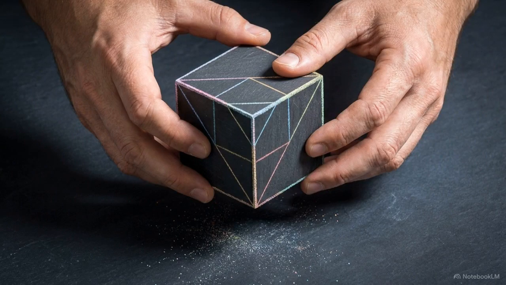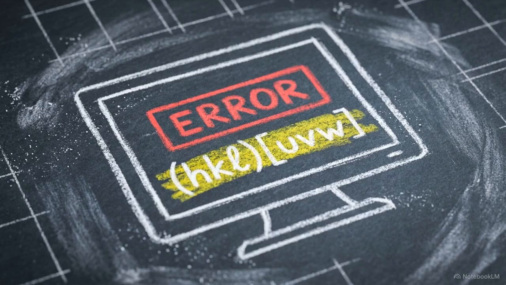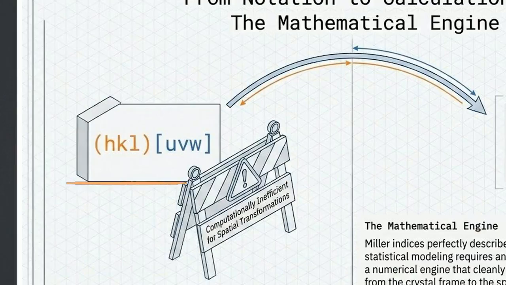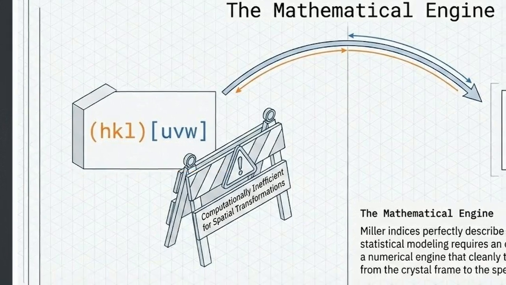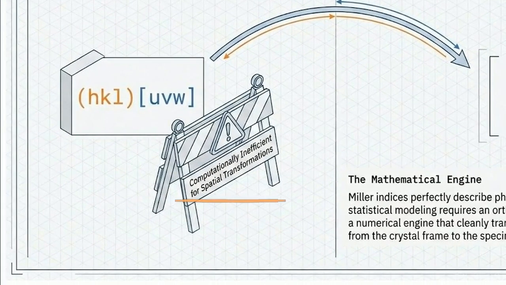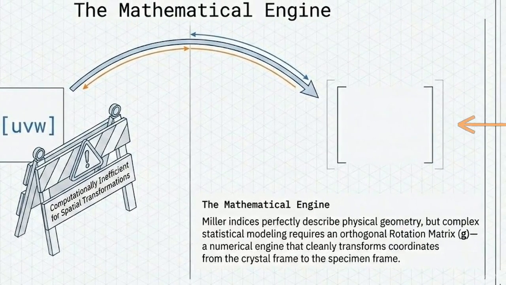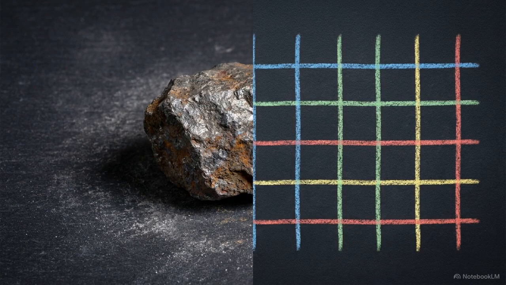Miller indices are highly intuitive for humans trying to visualize crystal geometry relative to a physical sample. But when we feed this notation into a computer, it causes a problem. As this diagram shows, physical bracket notation creates a computational roadblock. It is mathematically cumbersome and entirely inefficient for calculating the complex spatial distributions required by modeling software. We have to build a mathematical bridge to convert these physical variables into a continuous numerical format. Moving from a physical description to predictive structural modeling requires us to trade visual intuition for rigorous computational structure.